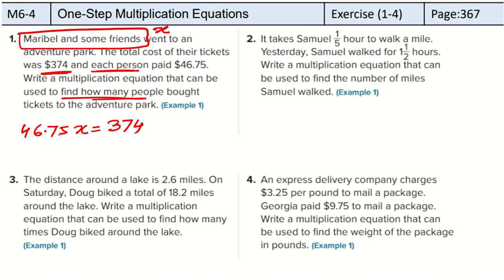So this is not the final answer, this is the equation only. So what answer will you get here? You will have to divide by 46.75. So x is equal to 374 divided by 46.75. Okay. Now it's a very big division, but I am sure you have learned the long division method from my another video. So just make sure that you are doing it correctly.